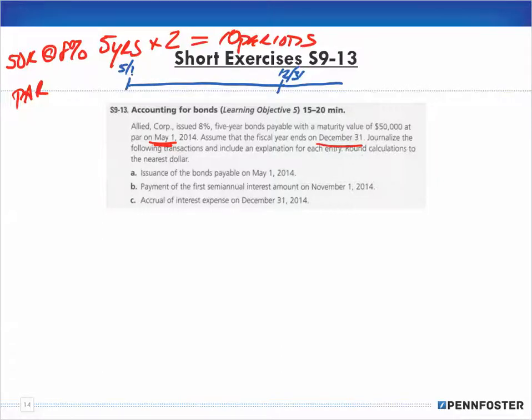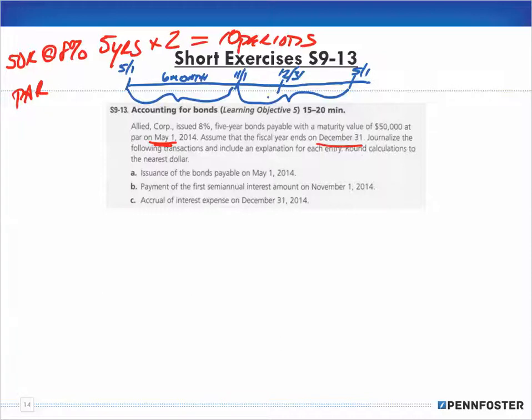So semi-annual payments means every 6 months. If this is May 1st, the first semi-annual payment is going to be on 11/1. So this here is a 6-month period. And the next interest payment will end up being on 5/1, another 6-month period. So two semi-annual payments, right?